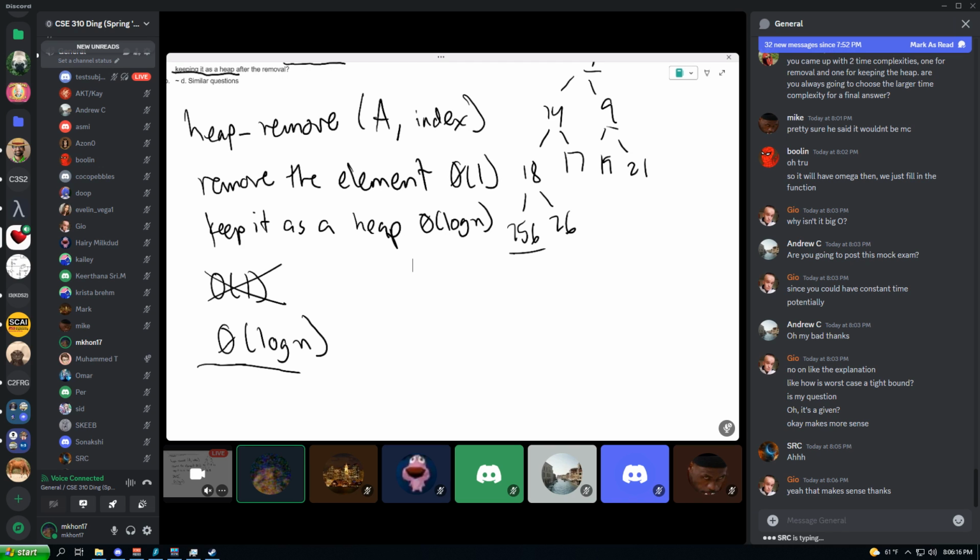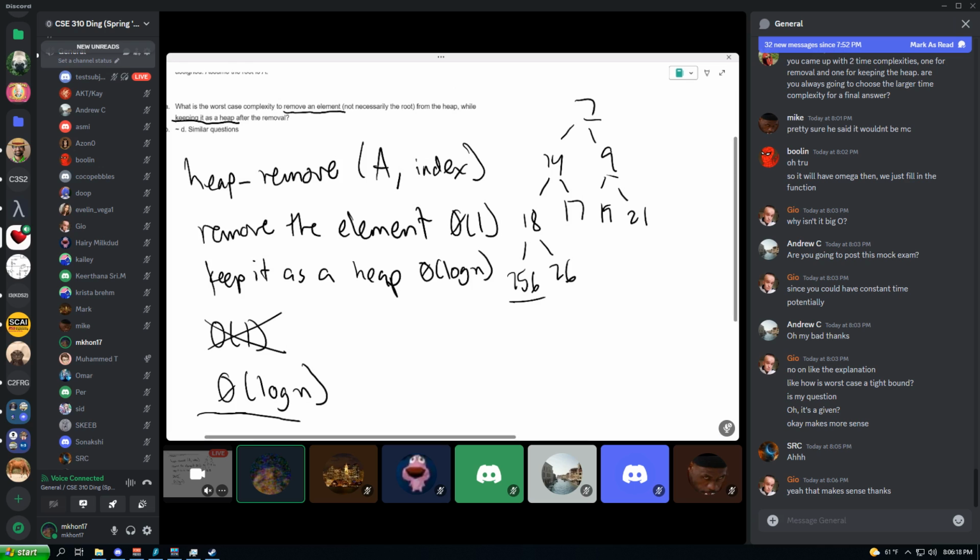Does the actual log n part make sense? It's because it's based on the height of the tree, not the actual elements themselves. Is that good?